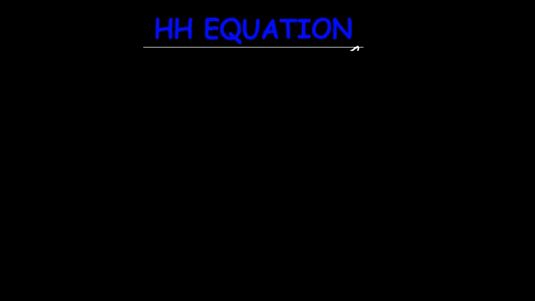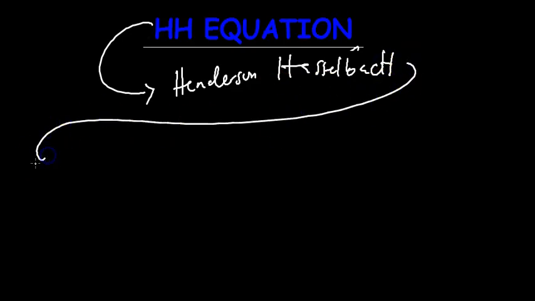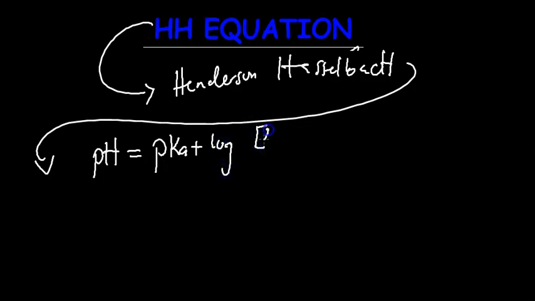You can choose to put it differently by saying a buffer solution is a mixture of a weak acid and its conjugate base, and this helps us to keep the pH of the solution relatively stable even when a small amount of acid or base is added. The HH stands for Henderson-Hasselbalch, and the equation is given as pH equals pKa plus log of the concentration of A minus divided by the concentration of HA. Don't worry, we're also going to look at that.